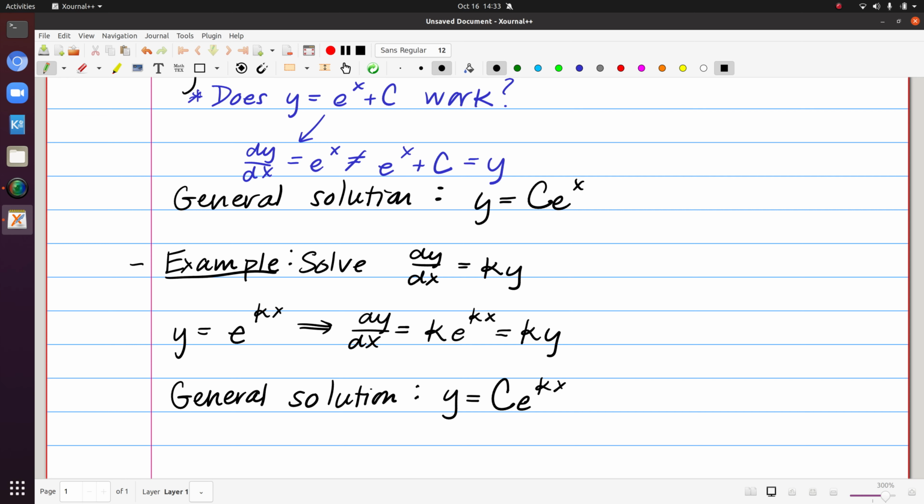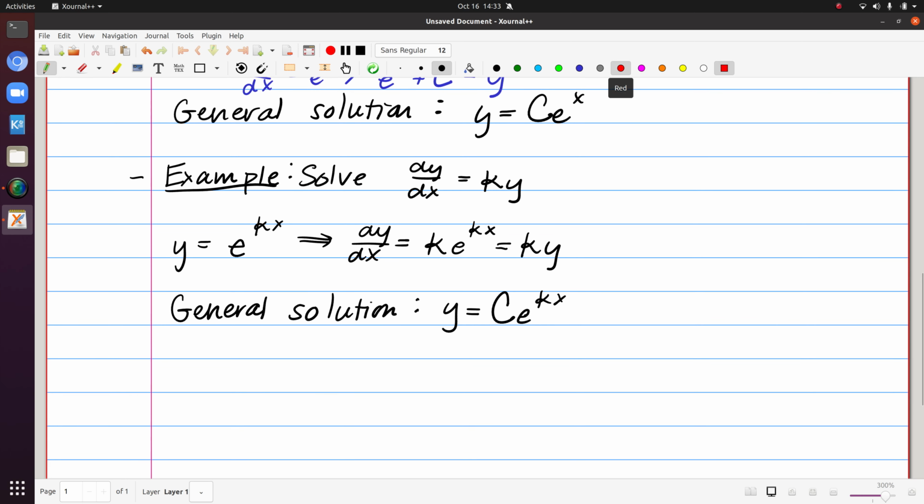At this point, I want to emphasize what we just found because we're going to find that this style of differential equation, dy dx equals k times y, is relevant to a lot of different applications. And even in this course, we're going to see it a lot. So I'm going to call this a fact now that you can always jump to. If you have dy dx equals a constant times y, then you automatically know that the solution is y equals c e to the kx.